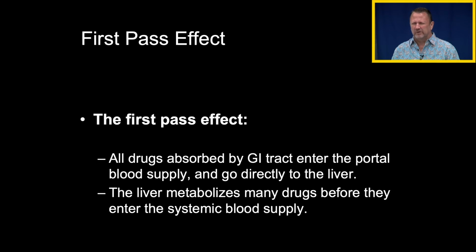And so with the first pass effect, maybe like when we were talking about beta blockers, you can take 100 milligrams of a beta blocker, but if it only has 10% bioavailability, that means if we take 100 milligrams by mouth, only 10 milligrams ends up in the blood supply. The other 90% was metabolized into an inactive form due to the first pass effect. And so this is the standard thinking with medications.